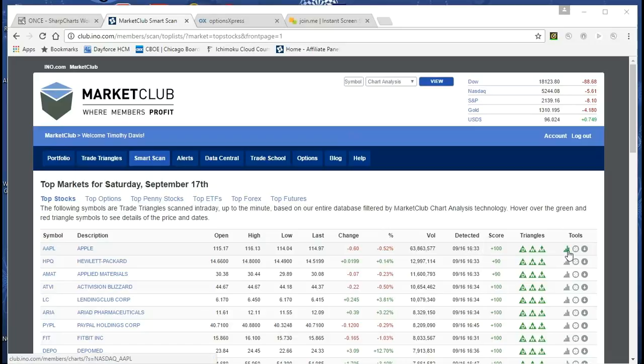And if you come to the right and you click on this little bar graph, I'm going to show you what happens when you click on a little bar graph.